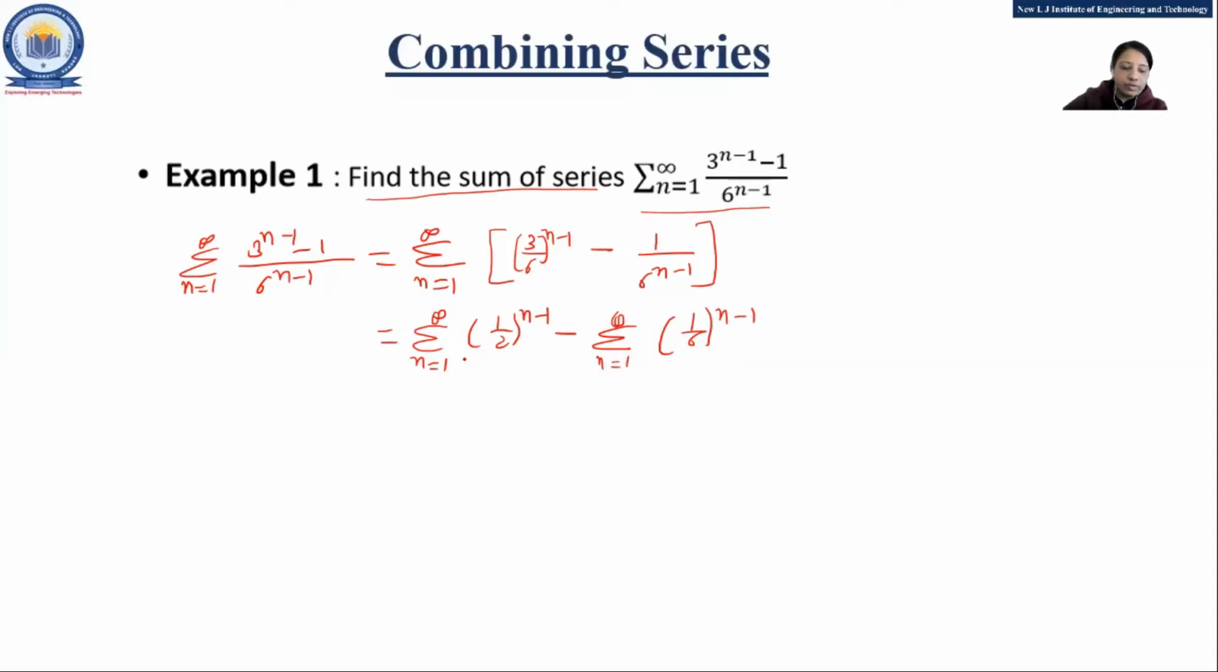Now what are we going to do? It's a combining series. We have seen telescoping series and geometric series, so we need to decide which type of series this is. These are two series, and we have done the subtraction between them. So which series is this?